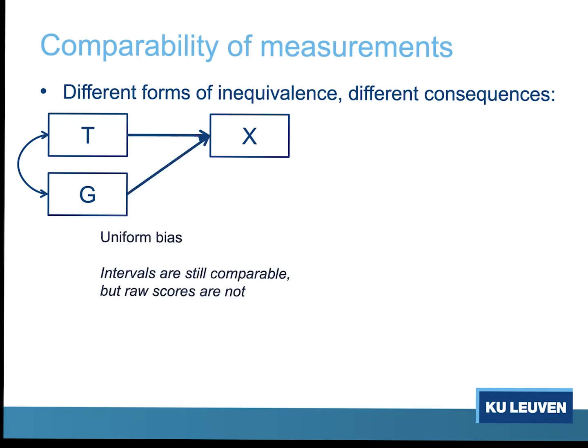So it could be the case that we have what we call a uniform bias. And this is what you see here on the slide. This is that the grouping variable has a direct effect on X. It means even controlling for the true score, particular groups score higher on the X. So something in the X does not only tap the T, but it also taps the grouping in a uniform way. It means that there is a positive or a negative upward or downward bias, but it's uniform, right?